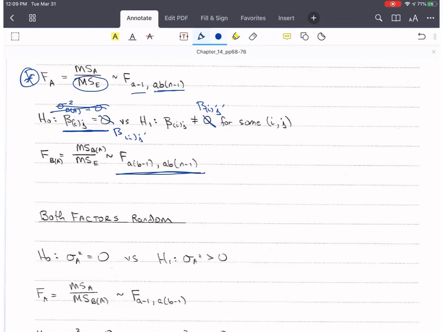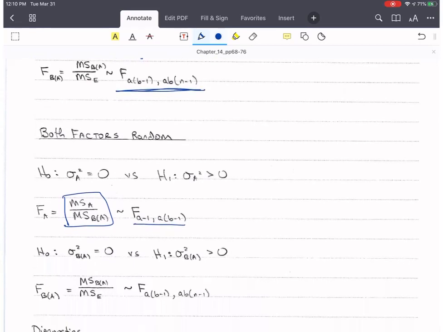Okay. Now, both factors being random, now our null for the A factor is sigma A squared equals 0 versus it's greater than 0. Now we go back to MSA over MSB nested within A, and this would be the same one we had for the mixed. And then F of B nested within A, the null hypothesis is different. It's sigma squared B nested within A is equal to 0 versus it's positive. And so this one's always MSB divided by MSE. Okay.